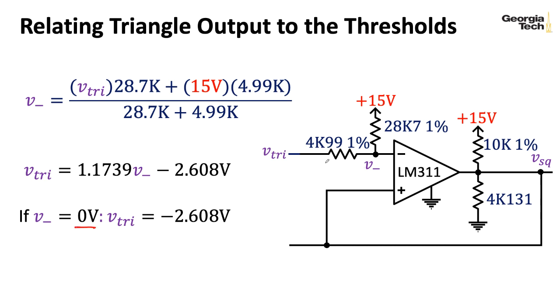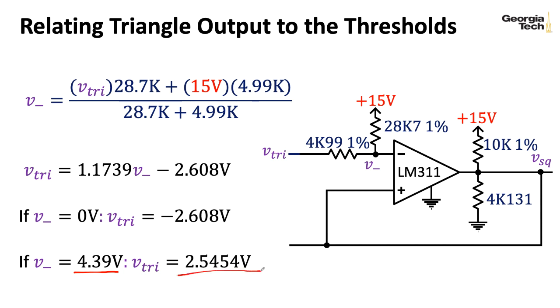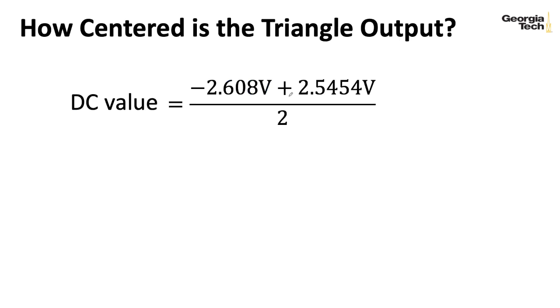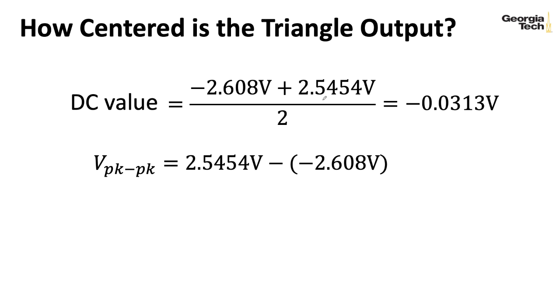So if we plug in 0 volts, we can see that 0 volts at the input of the LM311 corresponds to minus 2.608 volts. And if we plug in the other extreme, 4.39 volts, we see that corresponds to a V tri of 2.5454 volts, again being a little overzealous with significant digits. But basically one of these voltages is really close to the negative of the other. So if we average these, we see that we get a triangle wave centered at minus 0.03 something volts, and the peak-to-peak voltage is 5.15 something.